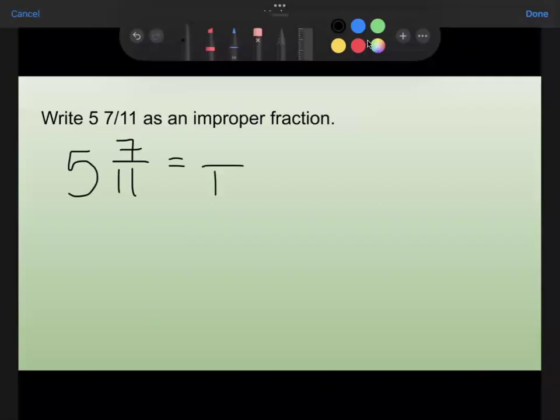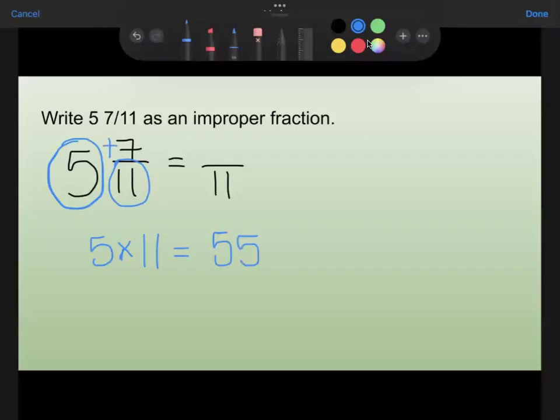We're going to keep that denominator of 11 the same. And then I need to figure out what number goes on the top as my numerator. So to do that, I'm going to multiply the 11 and the 5 to start. So I'm going to do 5 times 11, which gets me 55. And then I'm going to add the numerator that's already on the top, which is 7. When I add those two together, and sometimes it's hard for me to do that in my head, the regrouping, but I believe it is 62 when I do that.